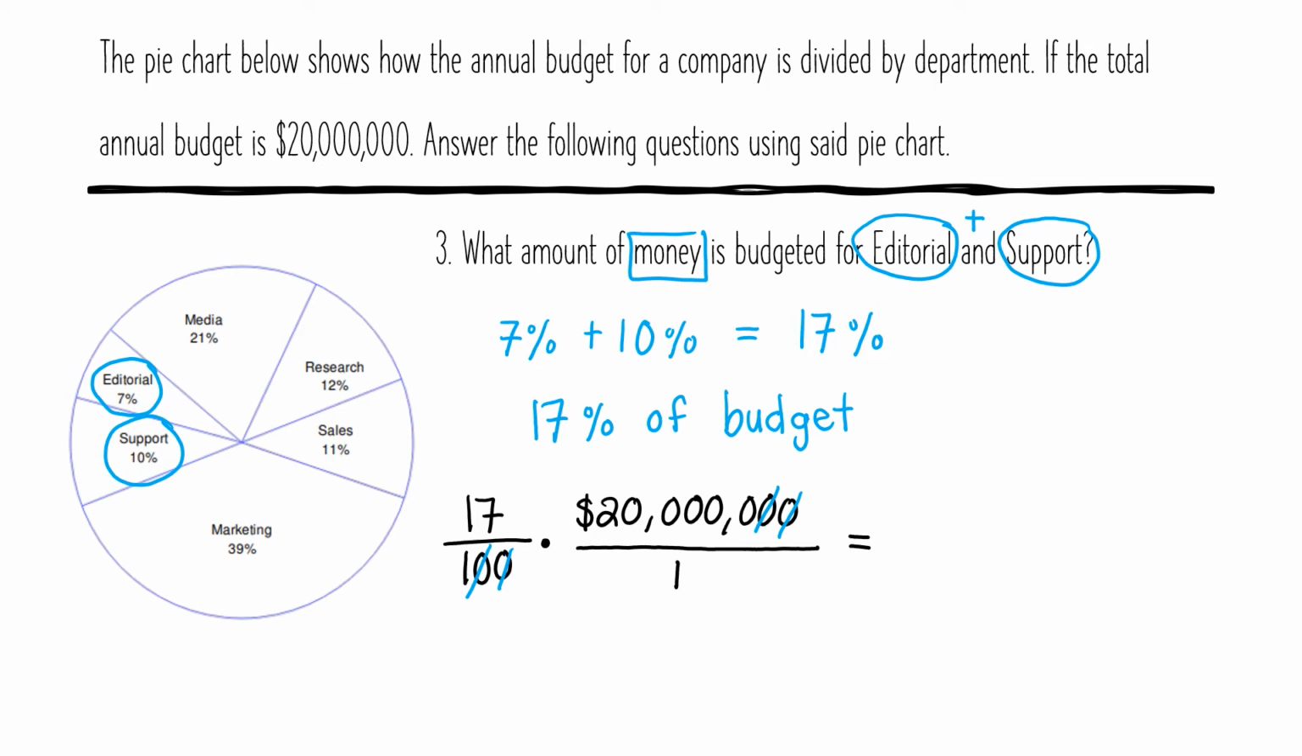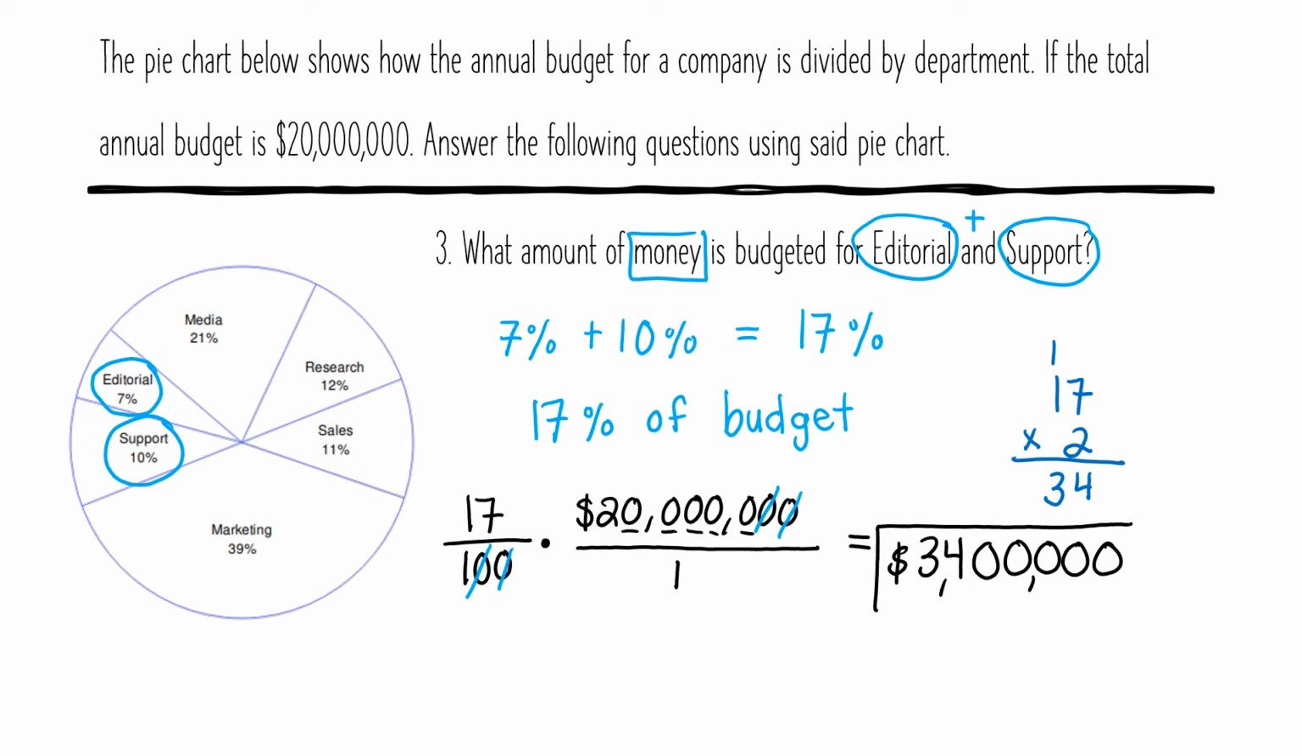And now we need to do 17 times 200,000, which is a little difficult to tell with where our commas are. But let's ignore those zeros for now and find out what 17 times 2 is. So 2 times 7 is 14. 2 times 1 is 2, plus 1 is 3. So we have 3, 4, and then 1, 2, 3, 4, 5 zeros. So that is $3,400,000 for both editorial and support in that company's budget.